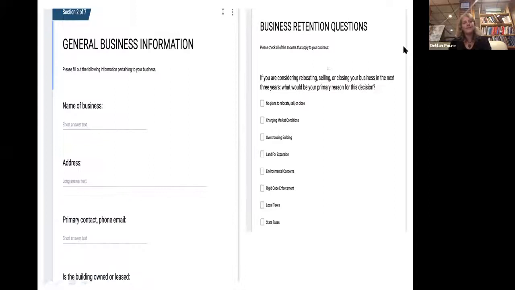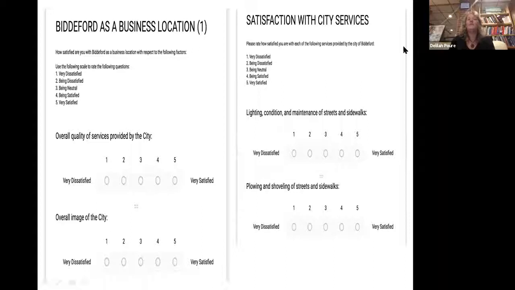Wow, great. These are pretty quick slides to go through, but just general business information, some business retention questions. The first one was, if you are considering relocating, selling or closing, what would be your primary reason? So just trying to get some of that information from people. Then, finding out information about Biddeford as a business location. That had a whole set of questions. Knowing how the business owners feel about the overall image of the city was a question we wouldn't have the chance to ask in too many other settings. There were 6 or 7 questions in each of these categories.